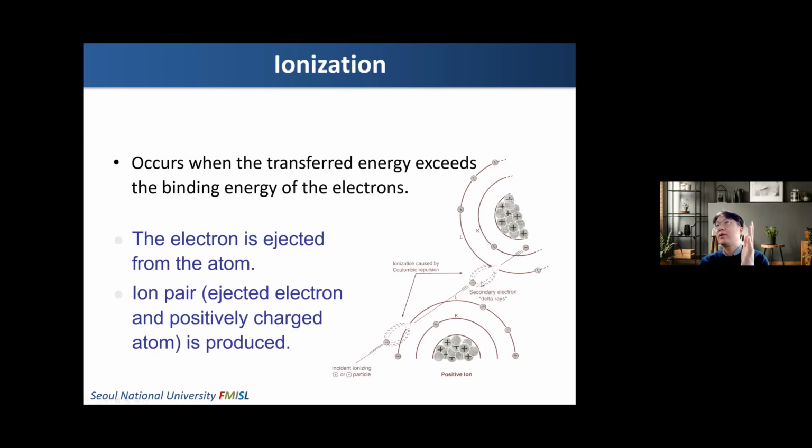So we call this secondary electron that leads to such cascading ionization the delta ray. The delta ray is not a common term in the world, but we call this secondary electron a delta ray. And as you can imagine, this secondary delta ray can result in another ionization if it still has high kinetic energy. So this kind of phenomenon can occur in cascading.